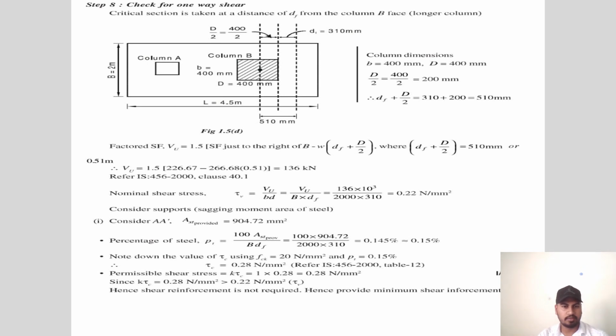Then after getting the nominal shear stress, we'll be calculating the percentage of steel at the portion A as seen in the figure. Now from there we will calculate the value of tau C, and we will see the permissible shear stress. Since the tau C is greater than tau V, hence the shear reinforcement is not required. So we can provide the minimum shear reinforcement.